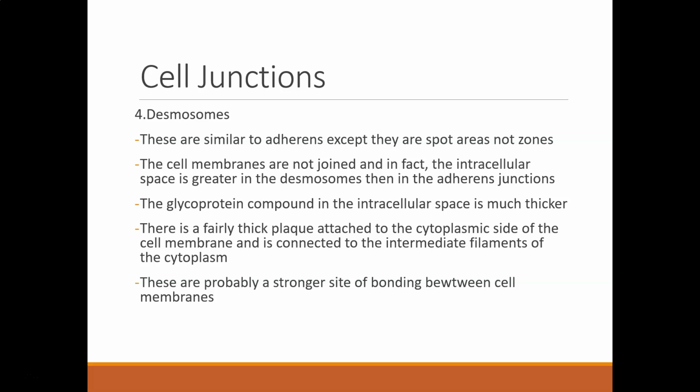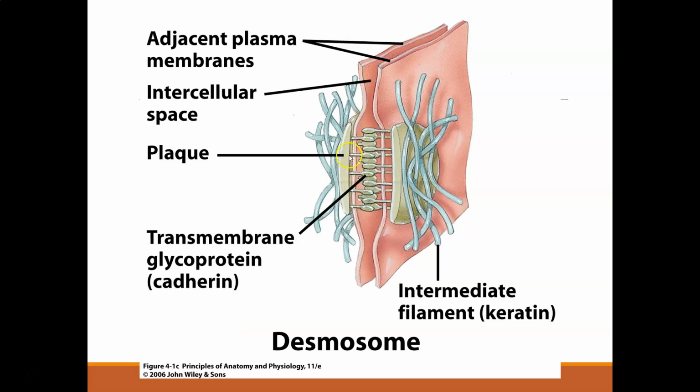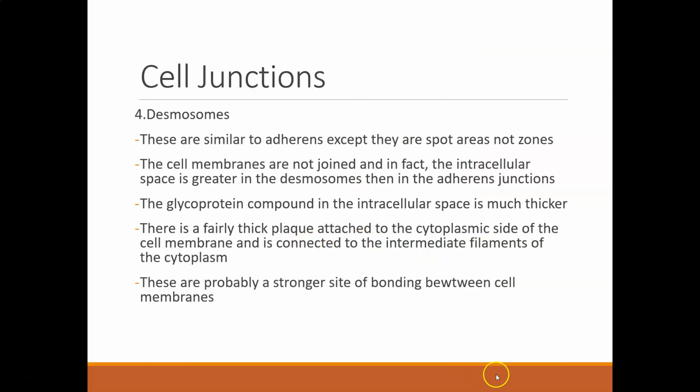There is a glycoprotein compound in the intracellular space, but it is much thicker. So we can see a larger space here between the two cell membranes and a much larger, thicker transmembrane protein that's sticking the two cells close together, but again with space in between. We can still see here, right? We've got these transmembrane proteins with these stalks or roots, again, that travel through the cell membrane and will anchor into another plaque again. So the glycoprotein in the intracellular space is much thicker, and there is a fairly thick plaque attached to the cytoplasmic side of the cell membrane.